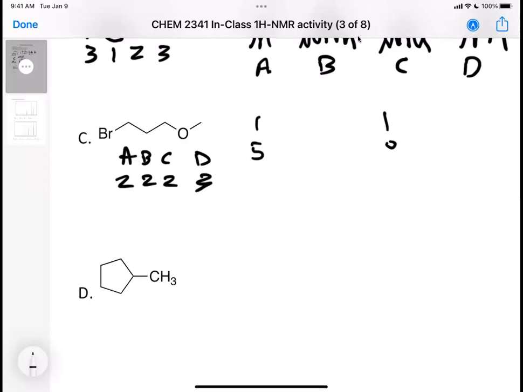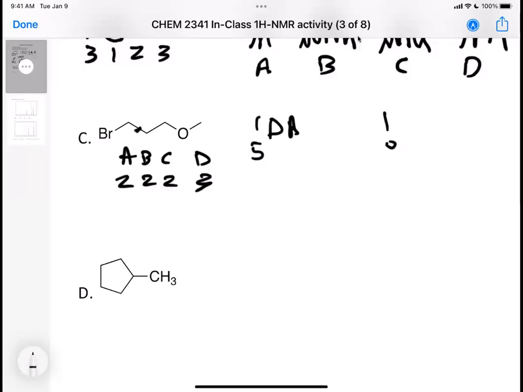It's A or D. They're going to be pretty close. Okay, they're both electronegative, but this one at least has a carbon on it. So I'm going to say that D is going to be furthest upfield, and A is going to be really close behind it.